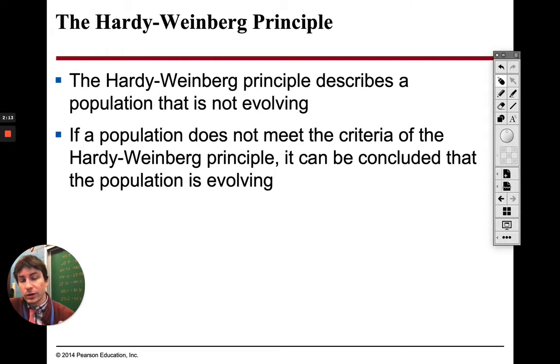We have certain criteria for Hardy-Weinberg equilibrium in order for those two equations to be used. And this goes with the second bullet point here. If a population does not meet the criteria of the Hardy-Weinberg equilibrium, it can be concluded that the population is evolving. So, with these two equations, guys, it's talking about any single solitary moment for our population.